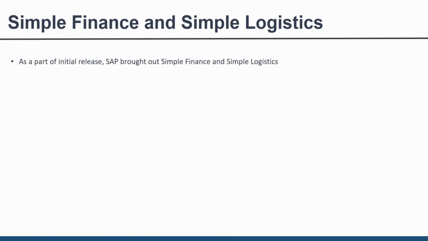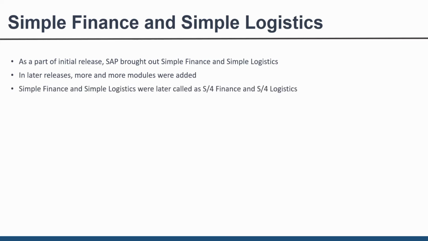So now the question is, what is simple finance and simple logistics? In order to enhance the performance of finance and logistics, or maybe overall ERP on top of HANA, SAP came up with the concept of simple finance and simple logistics. Initially, they introduced this concept as simple finance and simple logistics. However, later on, this concept was renamed as S4 finance and S4 logistics.